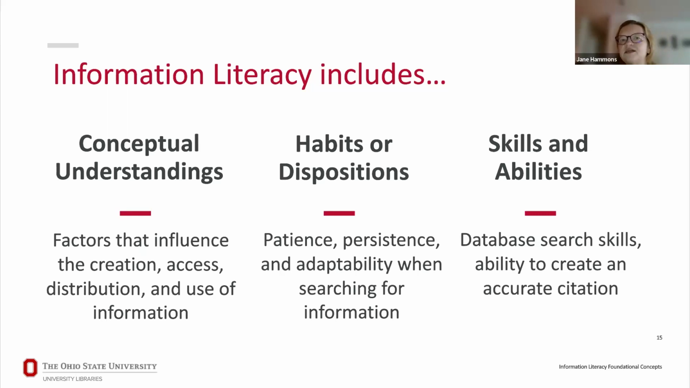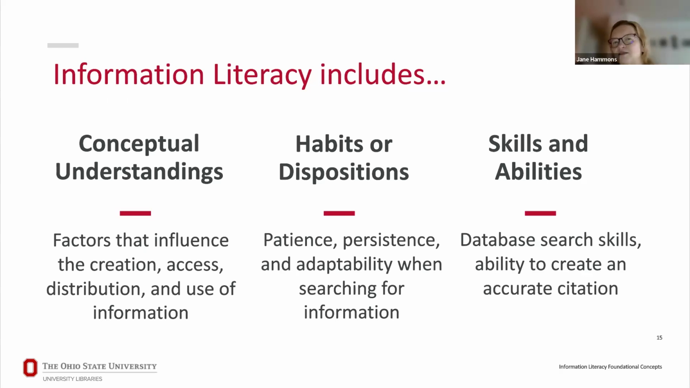But what I think the framework did is help to also bring in these other components. Information literacy is also about understanding the factors and the context in which information is created, accessed, distributed, and used. So there's a lot of broader things that you have to understand to really develop information literacy. And the framework also highlights the idea of habits or dispositions. So it's about having patience or persistence or adaptability when you're searching for information. Those are the three big components of information literacy that I like to highlight.